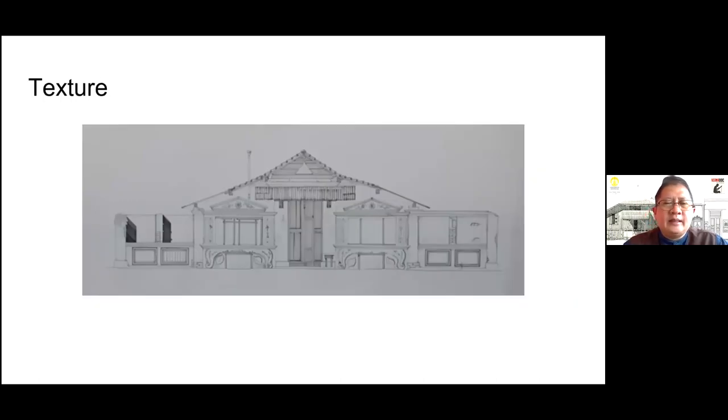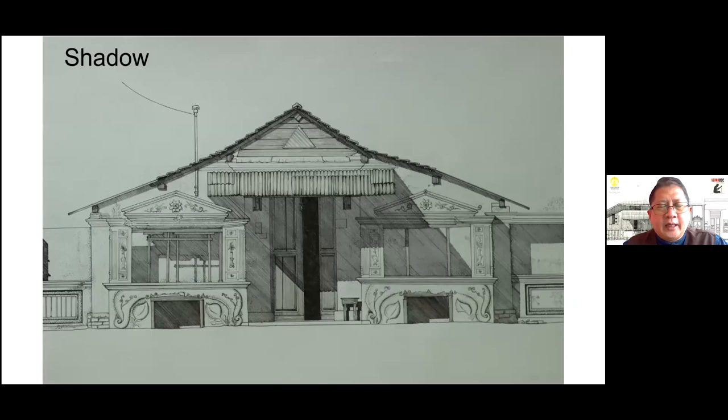And this is the texture process after making the outline, and this is the shadow process put into the drawing, so it makes the drawing more lifelike.